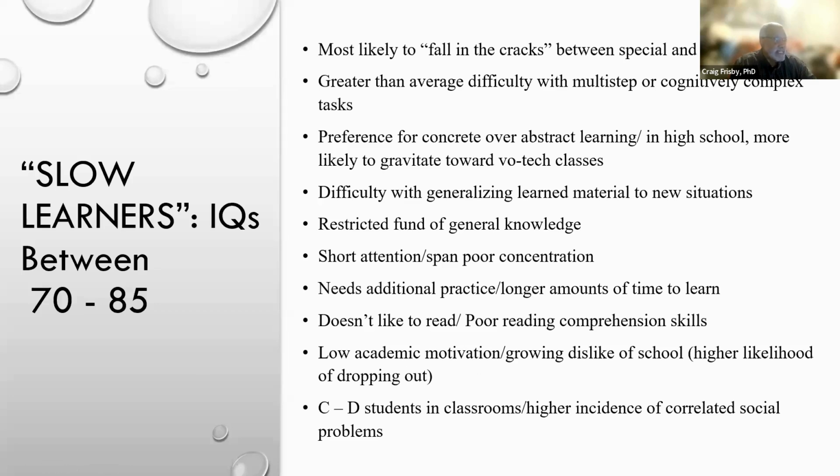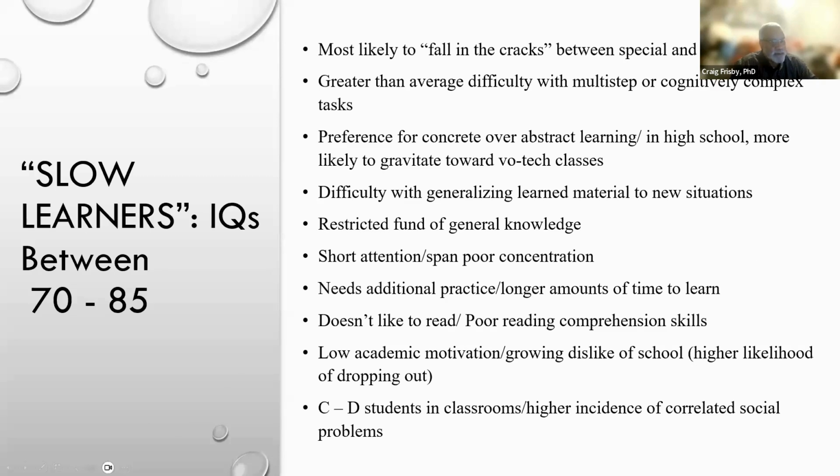They learn to dislike school very early on, and they are the kids that have the higher likelihood for dropping out of school. And from the teacher's perspective, these are the students that tend to be the C and D students in classrooms. And there are also correlated social problems too, related to kids who tend to fall within this particular range. Again, these are the slow learners, and they present very difficult problems for teachers to have to manage in the regular classroom.